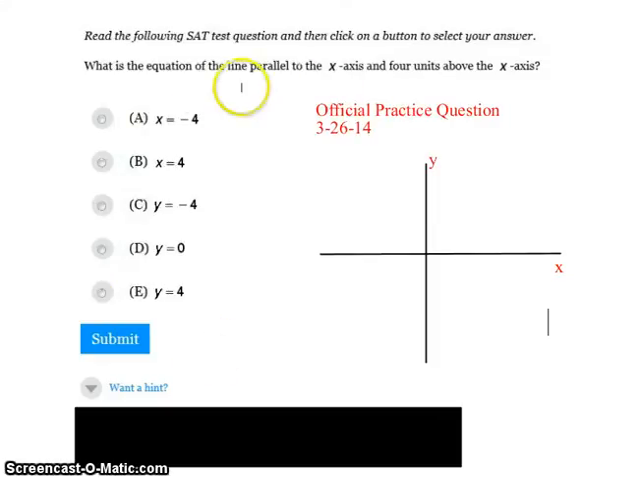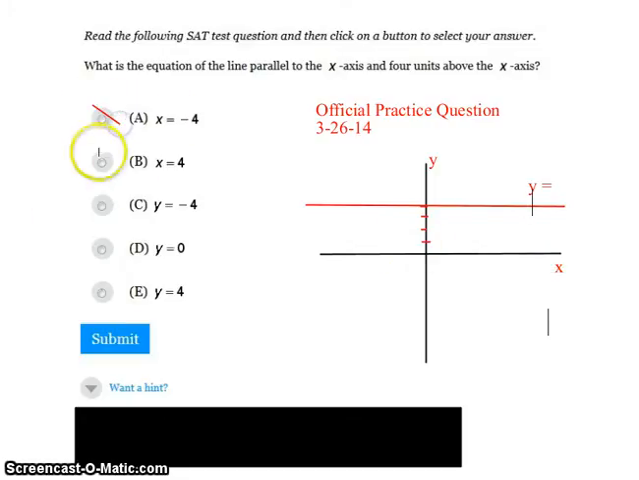So we want something that is parallel to the x-axis and 4 units above. All right, well that's going to look like 1, 2, 3, 4. It's going to look like this red line. Okay, well, anything that is horizontal like that is going to have a y equals something equation. So we can get rid of a and b right away.